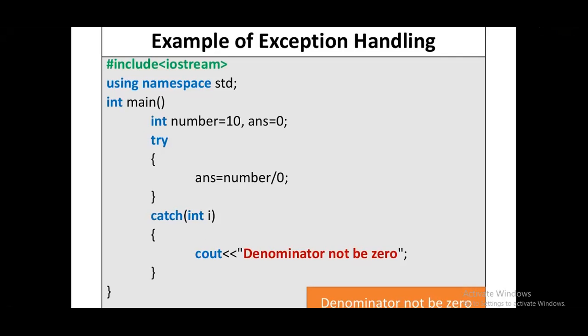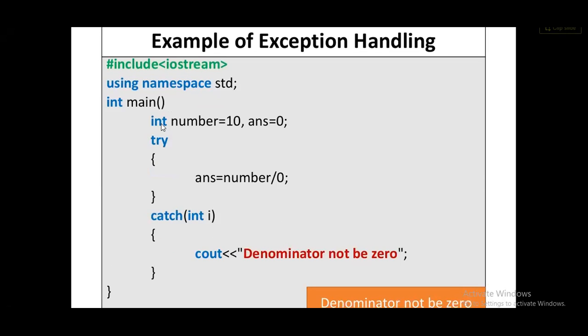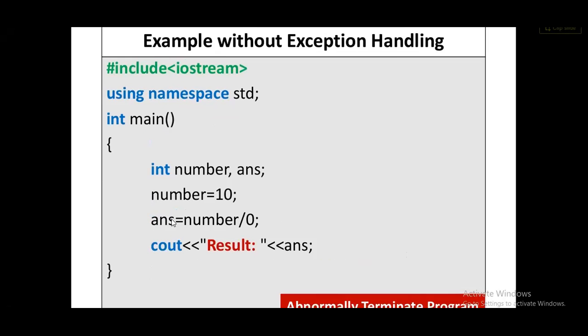Look at the first line: integer number, answer. This line is the same, number equals 10. This line is also the same, we don't have to change it, so we declared it in the first line, number 10. Then we take the second and third line, that is this line, because this is the line where the problem will occur. There will be no problem in these two lines, there will be no problem in this line, only this line will be the source of the problem.